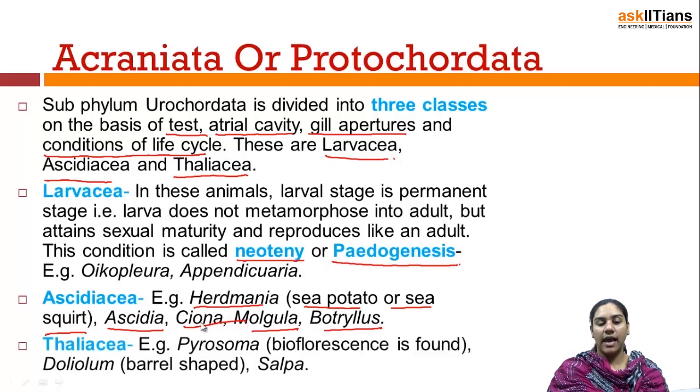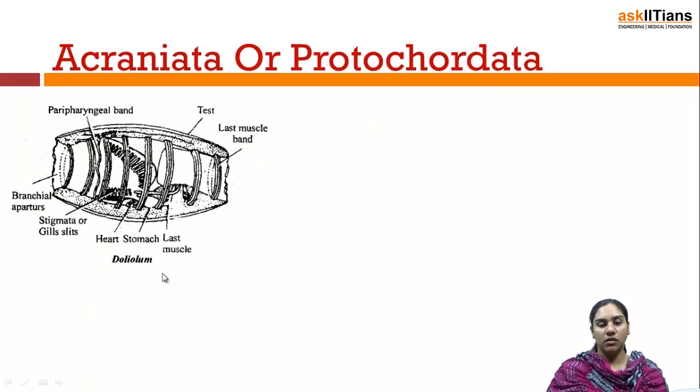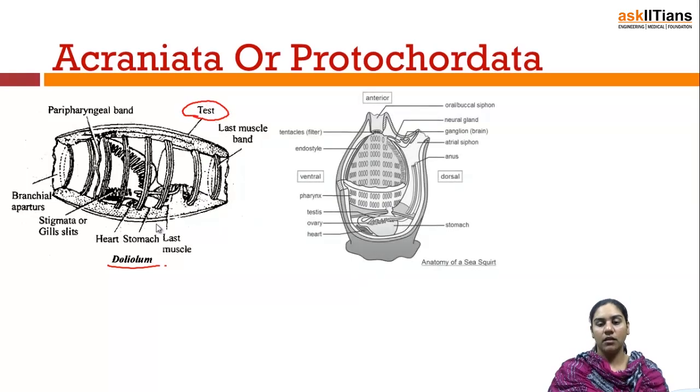The next is Thaliacea, in which the examples are Pyrosoma, which shows bioluminescence, and Doliolum, which is a barrel-shaped animal, and another example is Salpa. So this shows the Doliolum, which is barrel-shaped. Test is present in these animals.